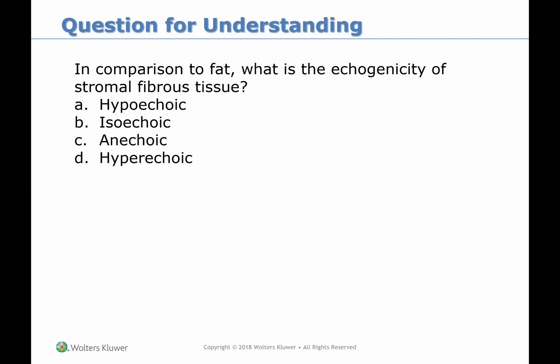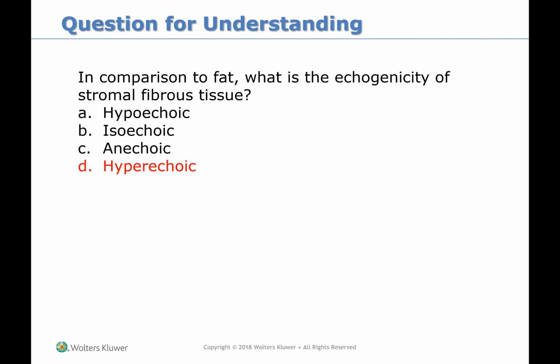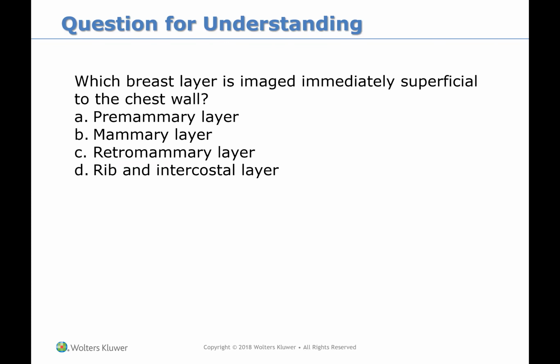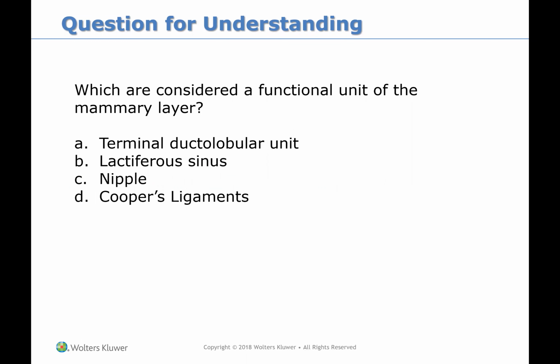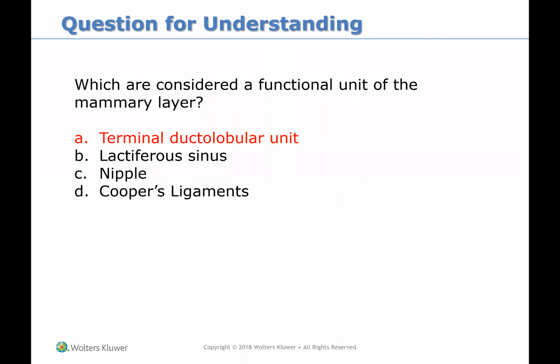In comparison to fat, what is the echogenicity of the stromal fibrous tissue? It's hyperechoic. Which breast layer is imaged immediately superficial to the chest wall? That's the retromammary layer. And which is considered a functional unit of the mammary layer? That's the terminal ductal lobular unit. And that's the part where you've got to be careful with the cancer.